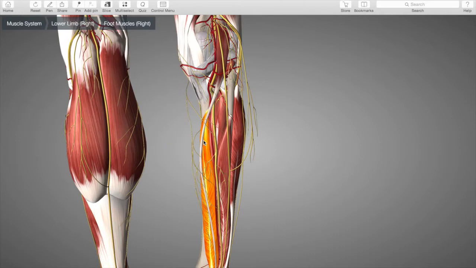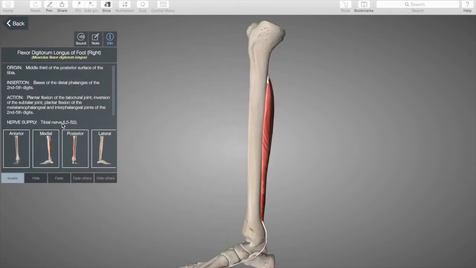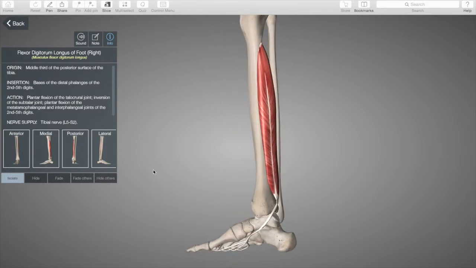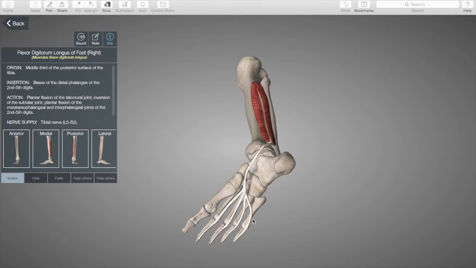The third muscle of the deep posterior compartment is the flexor digitorum longus of the foot. This has its origin along the middle third of the posterior surface of the tibia, courses distally to insert into the bases of the distal phalanges of the second to fifth digits. This causes a plantar flexion of the ankle as well as inversion of the subtalar joint and plantar flexion of the metatarsal and interphalangeal joints of the second through fifth digits seen here.